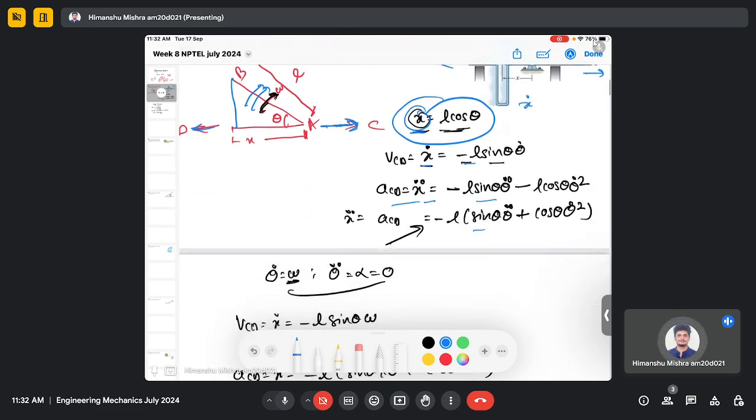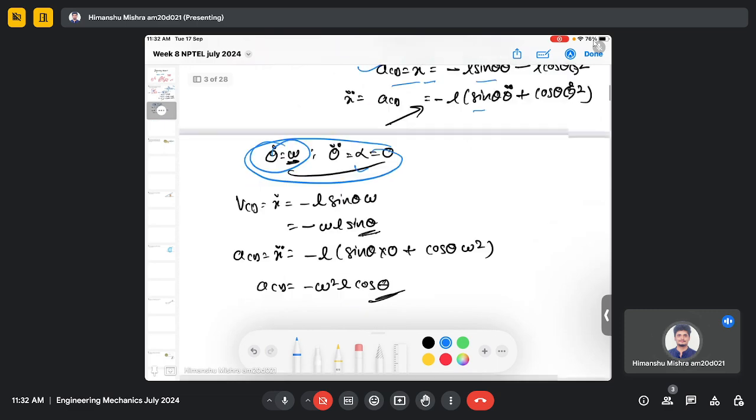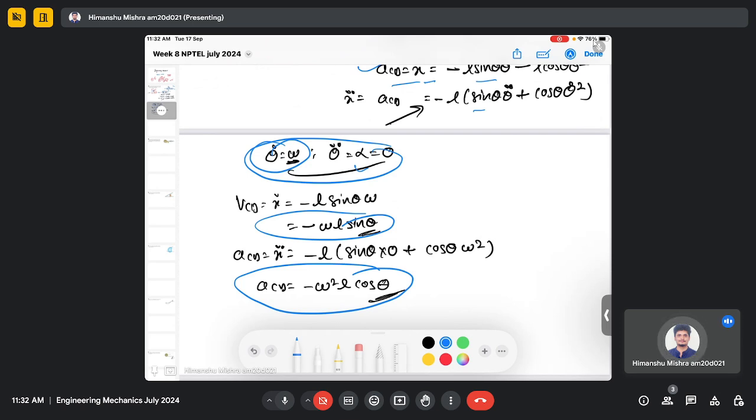Then we know that theta dot is the angular velocity, and the angular velocity is constant, so my angular acceleration should be 0, and then we substitute this in the above expressions of velocity and acceleration, and we easily got the expressions. So it's a pretty much straightforward problem. So we will solve a similar problem in the next one as well.